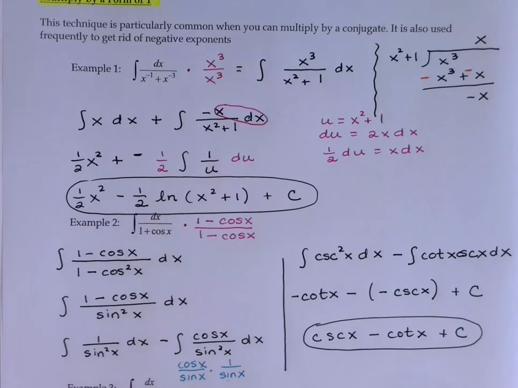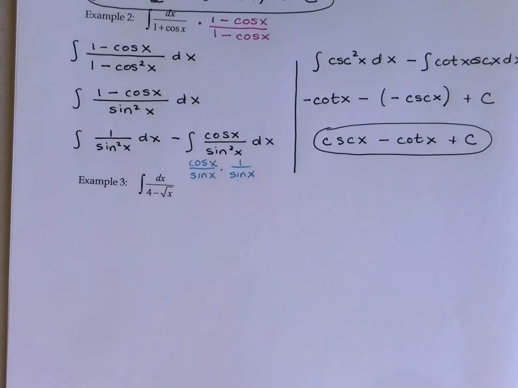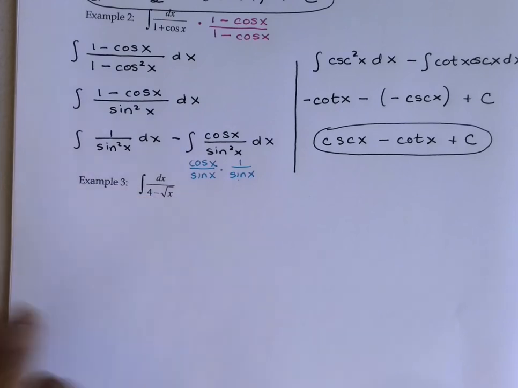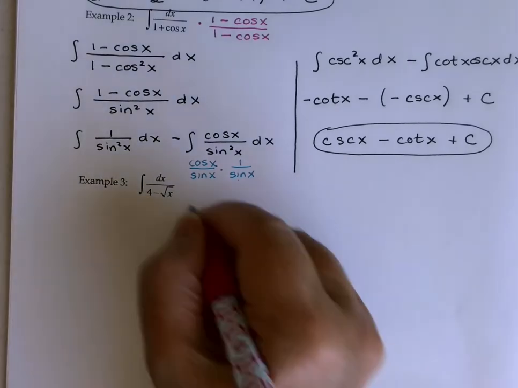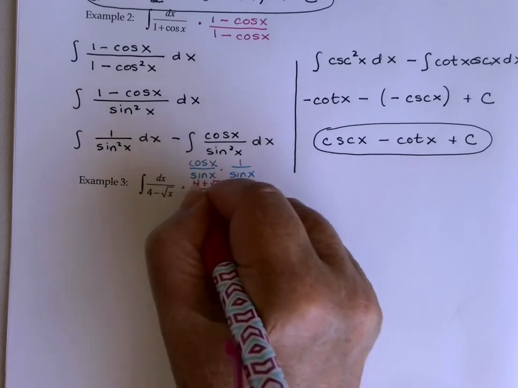All right, one more example of multiplying by a form of 1, specifically a conjugate. Here we are with the common situation for conjugates, right? Our denominator, 4 minus the square root of x. That's one that we see conjugates with a lot. So let's go ahead and do that. Let's multiply by 4 plus the square root of x, top and bottom.